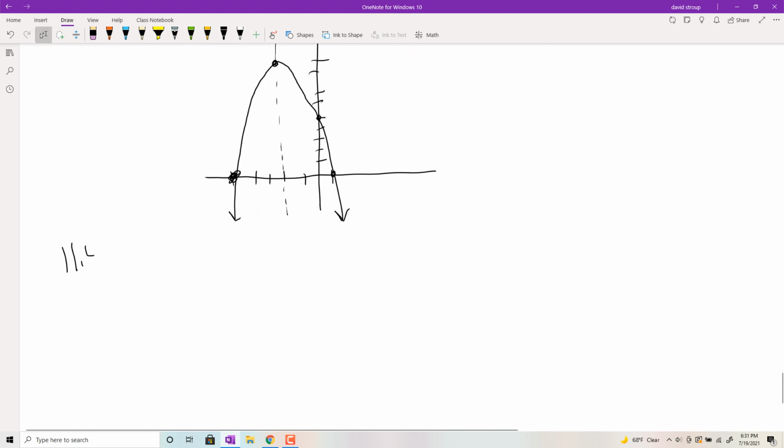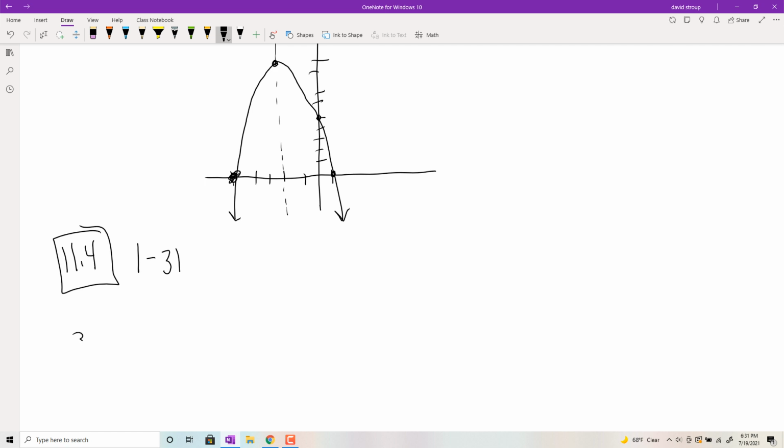Okay. So look at 11.4. So these were quadratic forms, thinking of problems similar to 1 to 31 odd. So let's see, 3. So they look like quadratics, but they're a little bit different.